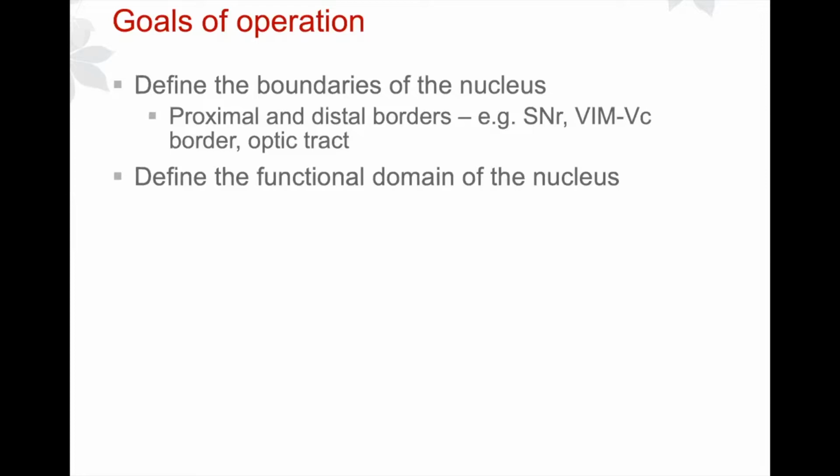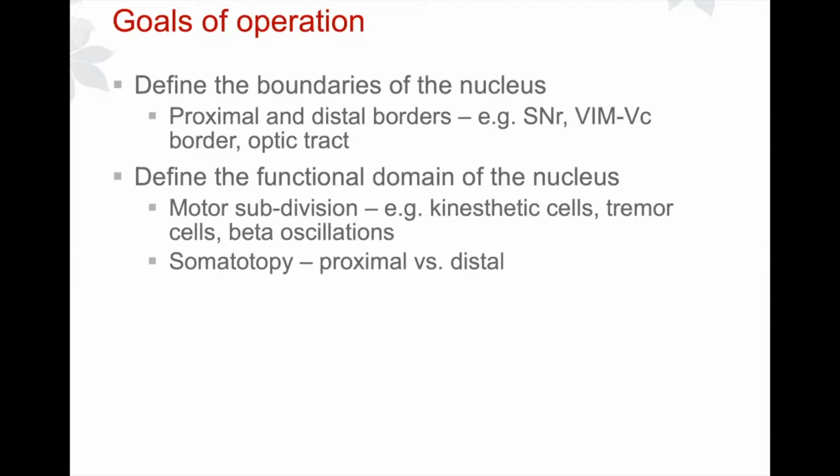And then within the nucleus, we try to define the functional domains, the motor subdivision, by looking at kinesthetic cells, tremor cells, beta oscillations. All of these point towards the motor domain within a nucleus. And then looking at the somatotopy, proximal versus distal, face versus hand, and these different body part representations in the nucleus. And finally, at the end of the surgery, we want to know what's the therapeutic window.